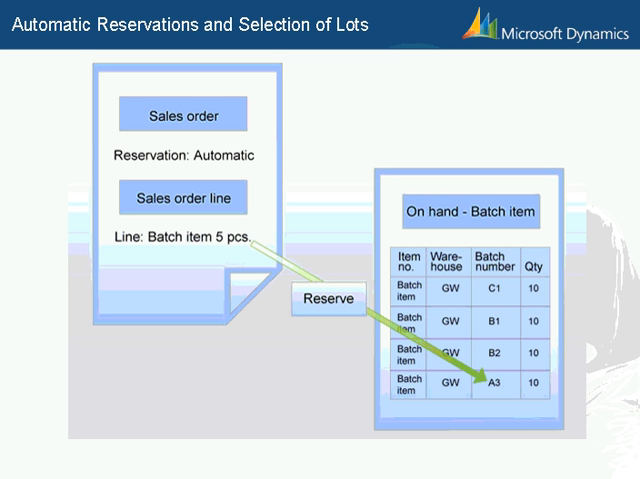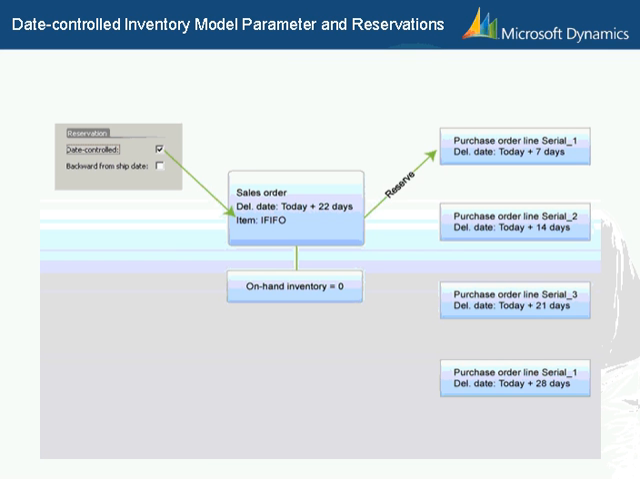So you see that for reservation the system selected the oldest batch number and quantity. Date controls inventory module parameter and reservation. If you create a sales order with a line with automatic reservation selected when there is on-hand inventory to fulfill the order, the sales order automatically reserves the line quantity against that on-hand quantity.